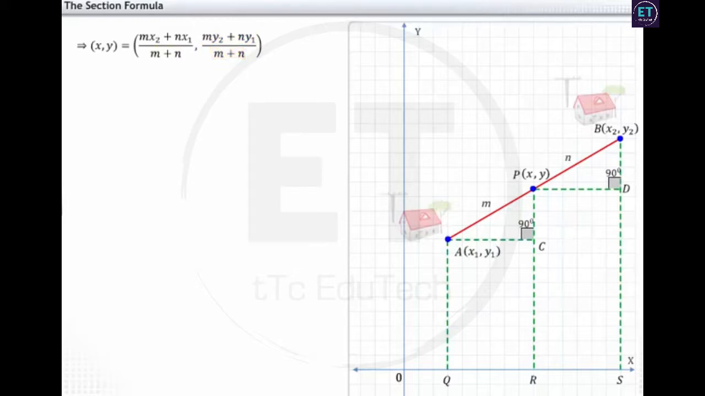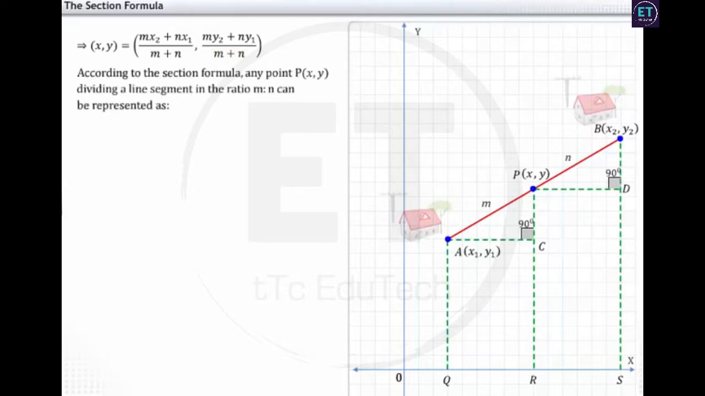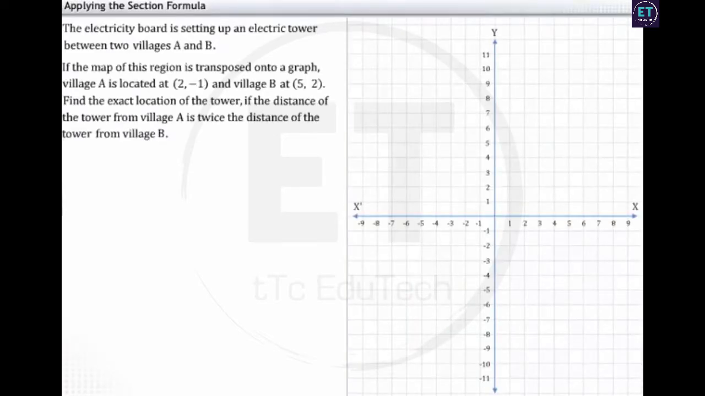This formula is called the section formula. According to the section formula, any point P, x, y dividing a line segment in the ratio m:n can be represented as mx2 plus nx1 divided by m plus n and my2 plus ny1 divided by m plus n. By applying the section formula obtained, you can now determine the exact location of the electric tower.